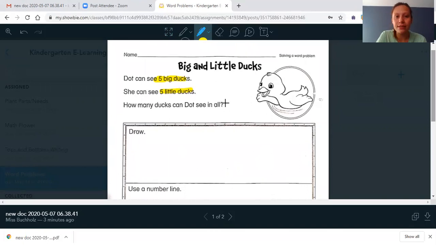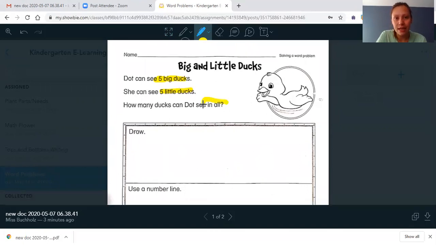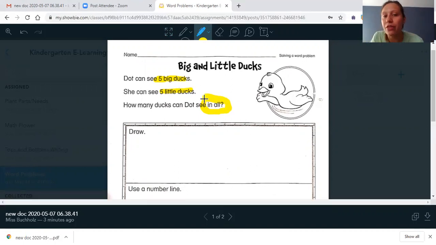So when you see this in here, in all, that is a big bingo that they want you to add them together. In all means how many do you have all together? How many ducks are there all together? How many big and little ducks together? Okay. So first I found out there were 5 big ducks.